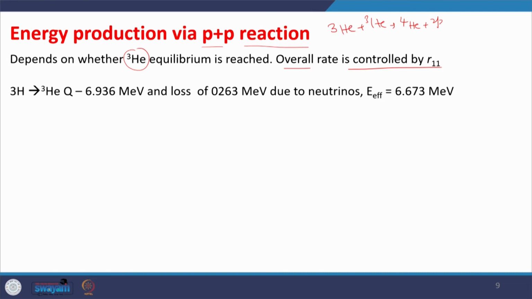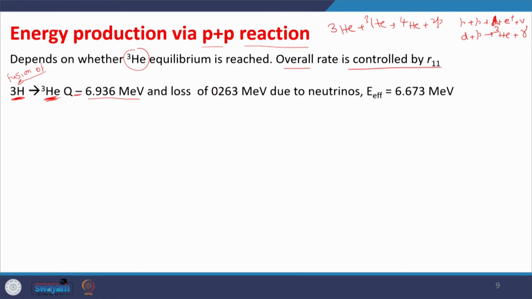Now, please remember, instead of going to 4 protons, I am stopping with only the fusion of 3 protons. Fusion of 3 protons giving rise to helium-3, isn't it? How? 2 protons giving rise to deuterium plus positron plus neutrino. So, 2 protons are over. Another proton reacting with deuterium giving rise to helium-3, right. So, overall when 3 protons undergo fusion to give rise to helium-3, the Q value involved is 6.936 MeV.